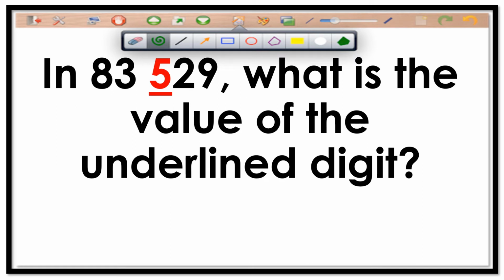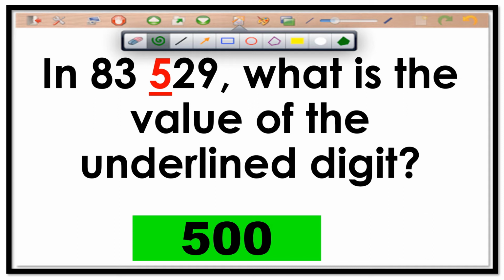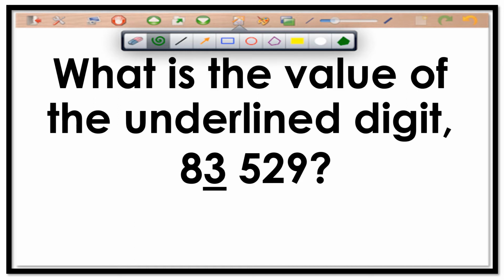Next one. In 83,529, what is the value of the underlined digit? So, ang tinatanong niya, ano daw ang halaga nung naka-underline, yung may salungguhit na digit? So, ang naka-underline is 5. So, alamin natin ang place value para malaman natin ang value. Ones, tens, hundreds. So, si 5 ay nasa hundreds place value. Therefore, the value of 5 is 500. Good job.